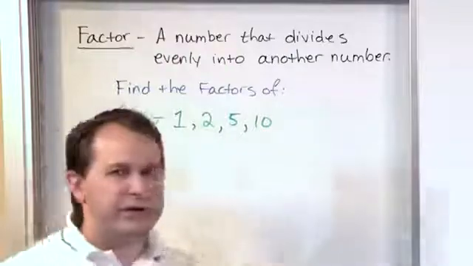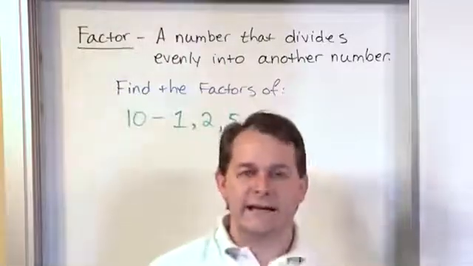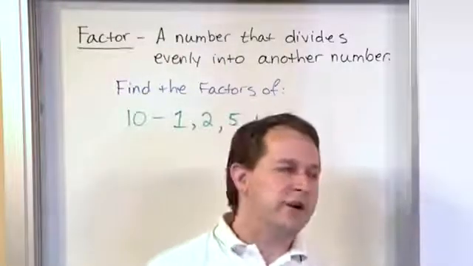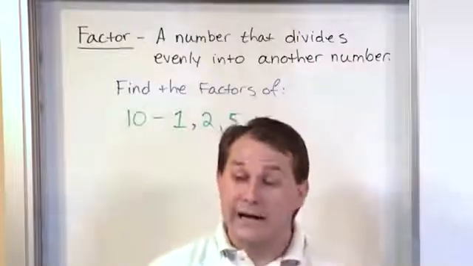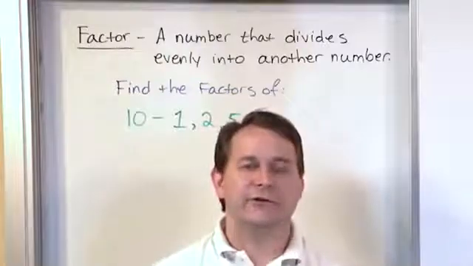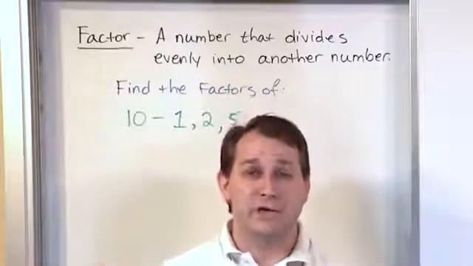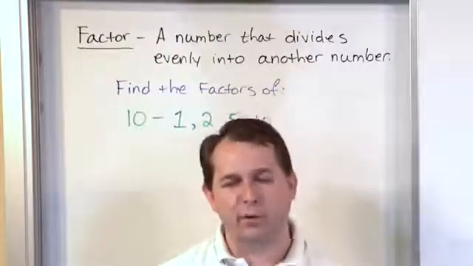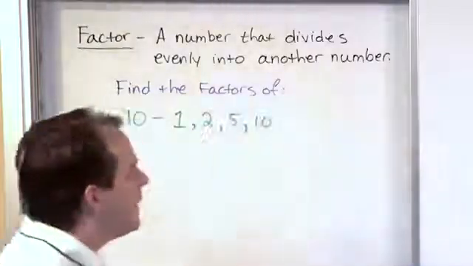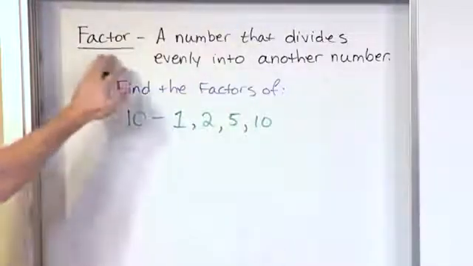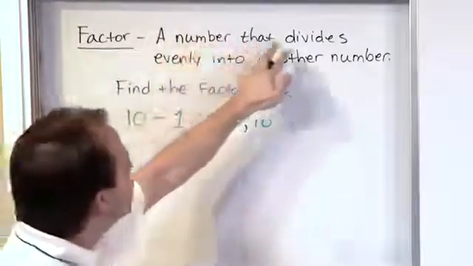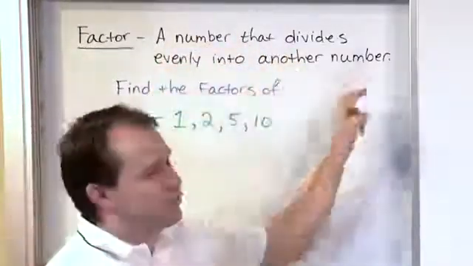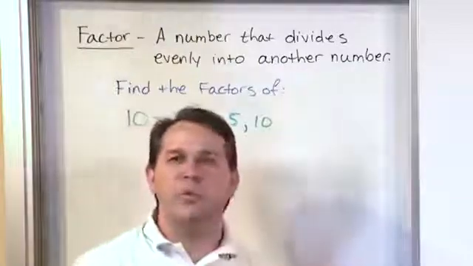There are no other numbers in the universe that can be divided into 10 an even number of times. So I know you may not understand why this is important right now, but when we get into simplifying fractions and doing other things, finding the factors of a number is going to be very, very important. So just make sure you have the concept down. And now that we've done one example, we can read the definition and understand it. A factor is a number that divides evenly into another number. So I will always give you a number and ask you, what are the factors?